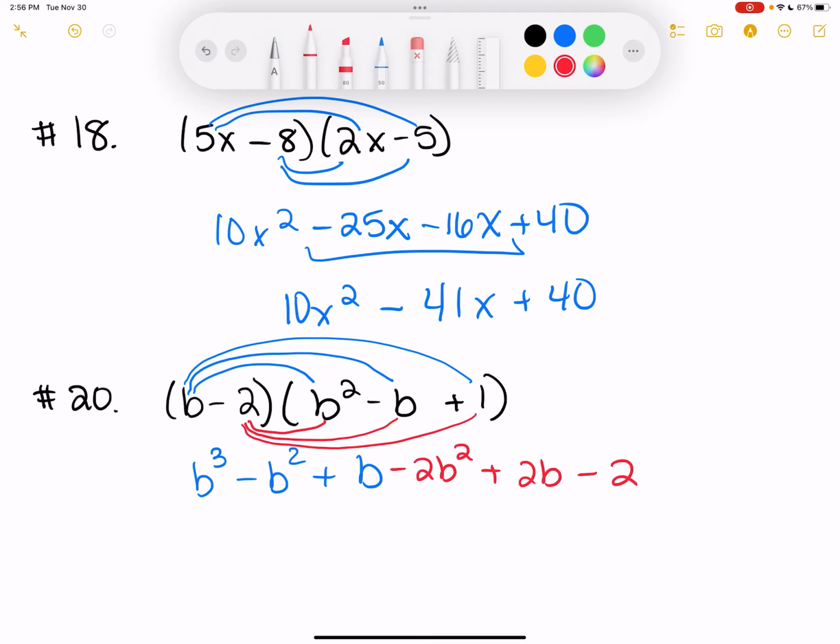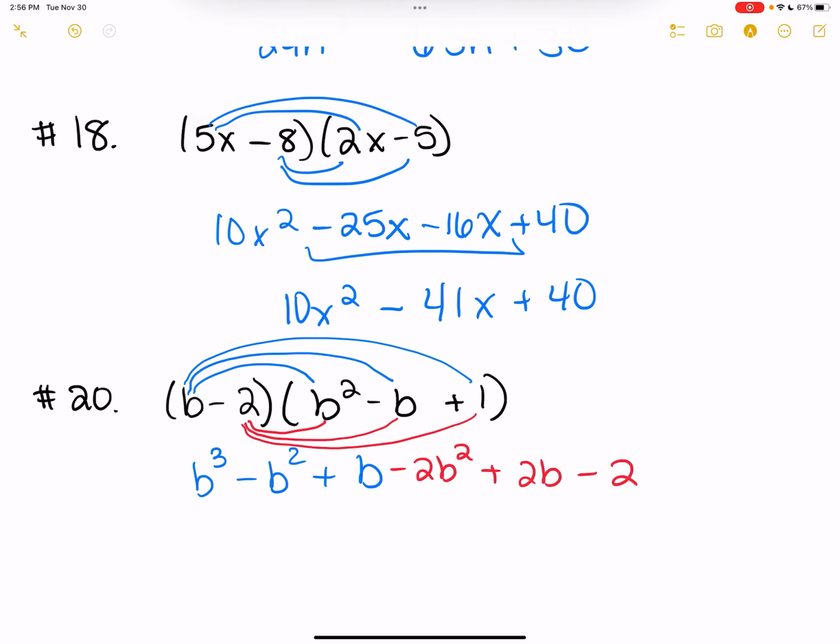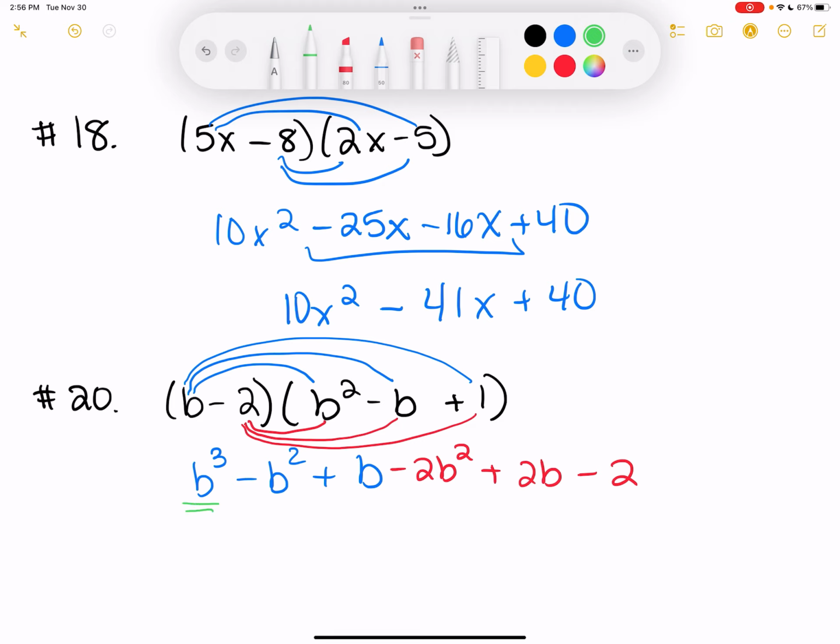Now I'm going to combine like terms. I'll have the squared terms together, the b terms together, and then my constant terms. So it's b cubed, and then negative b squared minus 2b squared is negative 3b squared. B plus 2b is 3b, and then minus 2. The constant term has no variable with it. It's what we did yesterday.